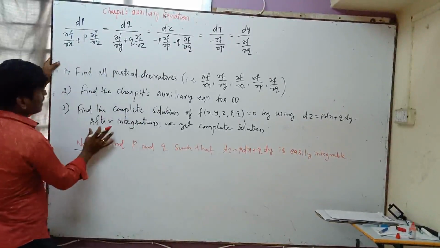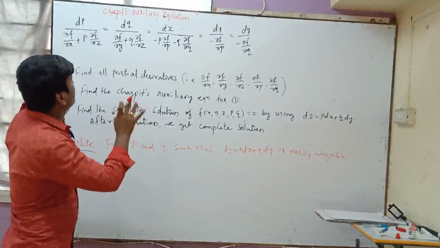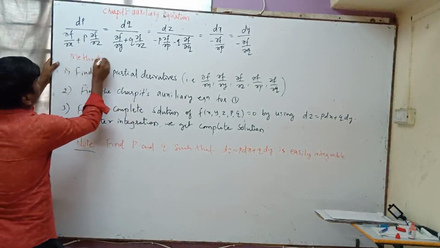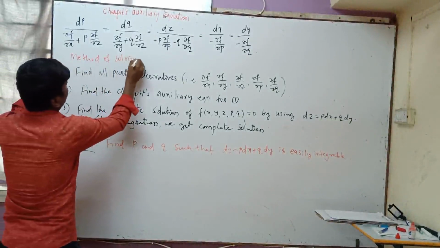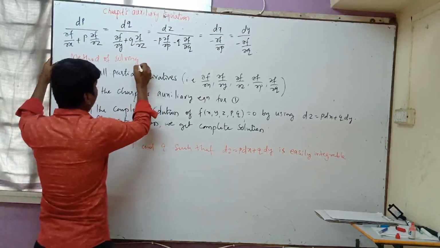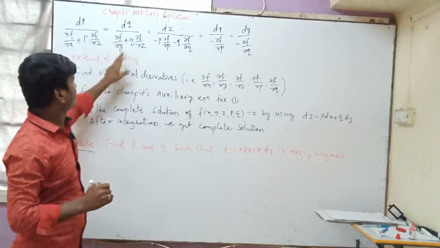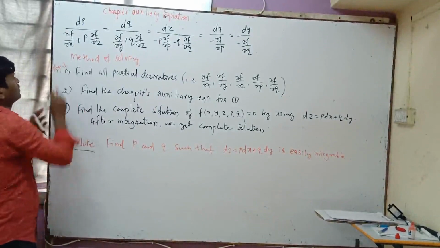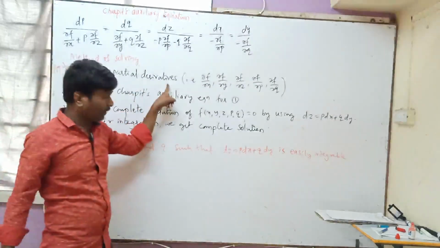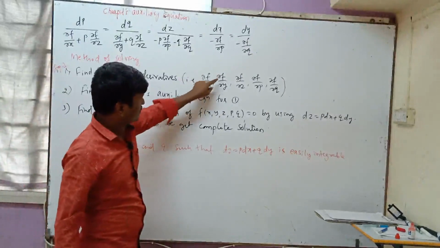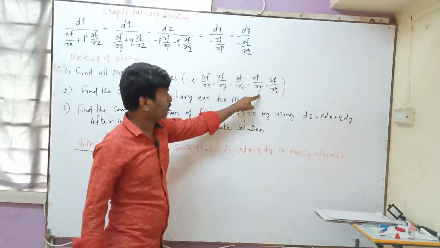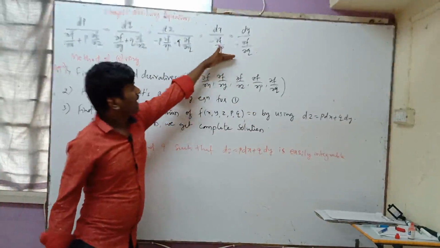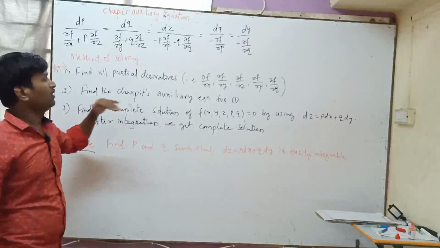Now the steps to finding the auxiliary equation, or you can call it the method of solving a partial differential equation by using Charpit's method. This is the method. In step 1, find all the partial derivatives: dou f by dou x, dou f by dou y, dou f by dou z, dou f by dou p, dou f by dou q. We must find all these partial derivatives first.